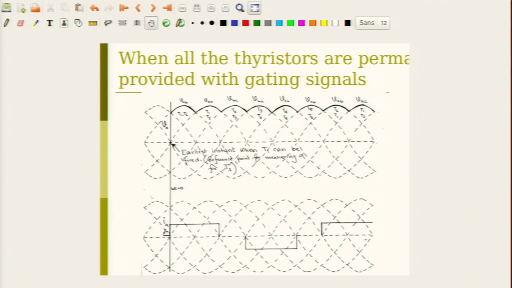If the thyristors are permanently, or continuously, provided with gating signals, a thyristor behaves like a diode. So, what you see here are the waveforms when the thyristors are fired continuously. It behaves like a diode.